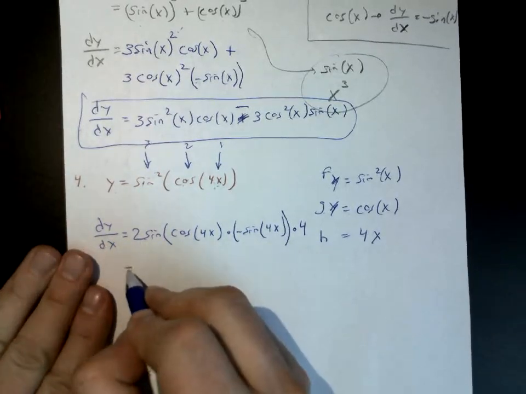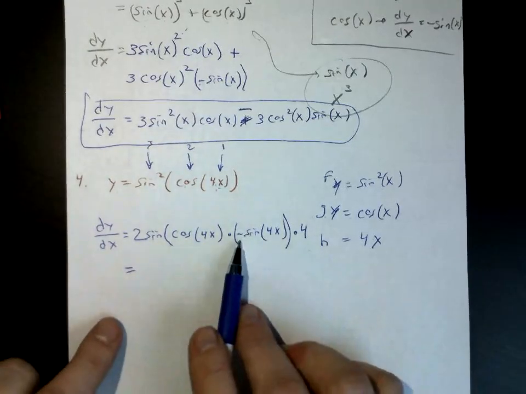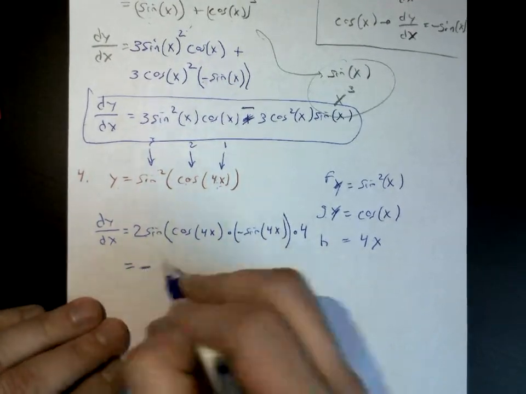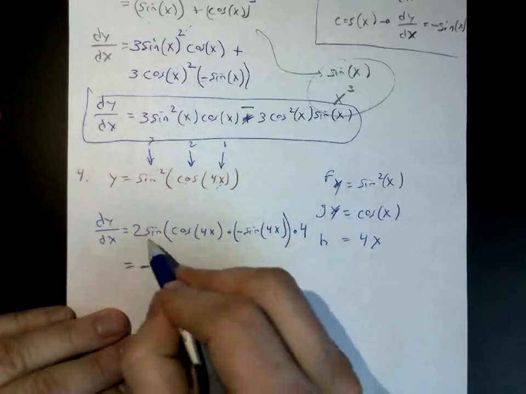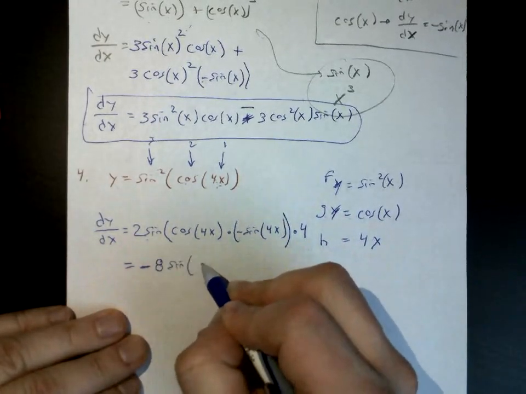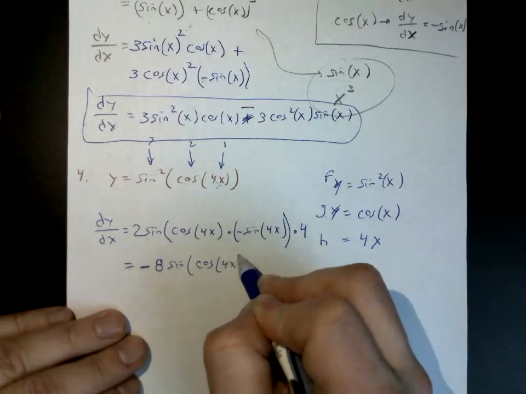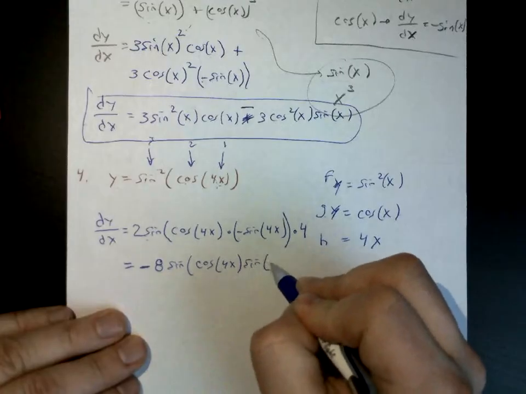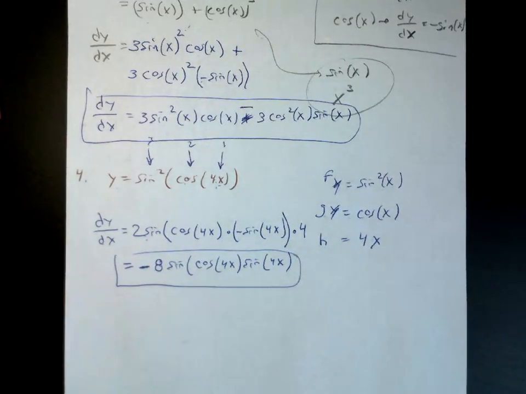Clean this up a little bit. This is all multiplication, so you can't really go wrong here, but there is a negative there. So that negative goes there, and you go 4 times 2 is 8, sine of cosine 4x, sine of 4x. I think that should be your answer there.